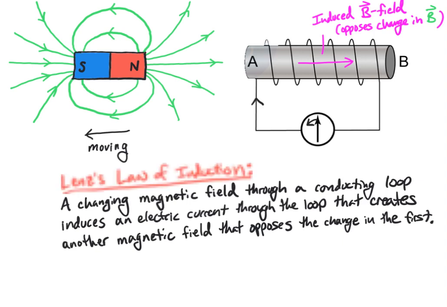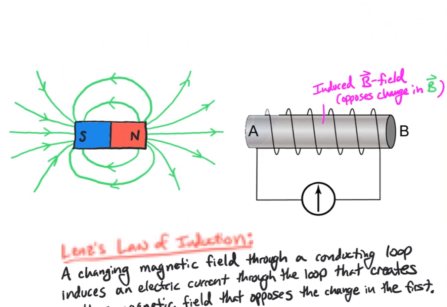And it's a piece of a more rigorous mathematical law that allows us to actually mathematically compare these things. That's called Faraday's law. But since we're not going to go into the actual math behind it, we're going to stick with Lenz's law, which is really this idea that the induced magnetic field opposes the change in the first. Let's consider one more example.